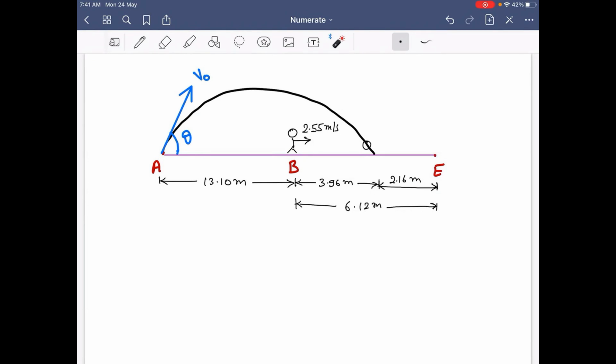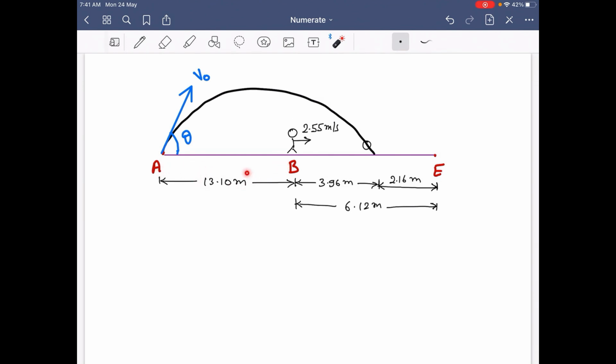In this problem, there are two players, player A and player B. When player A hits the ball to player B with a projectile motion, at the same time, player B starts running towards the ball with a constant velocity of 2.55 meters per second. There is a goal post at point E.